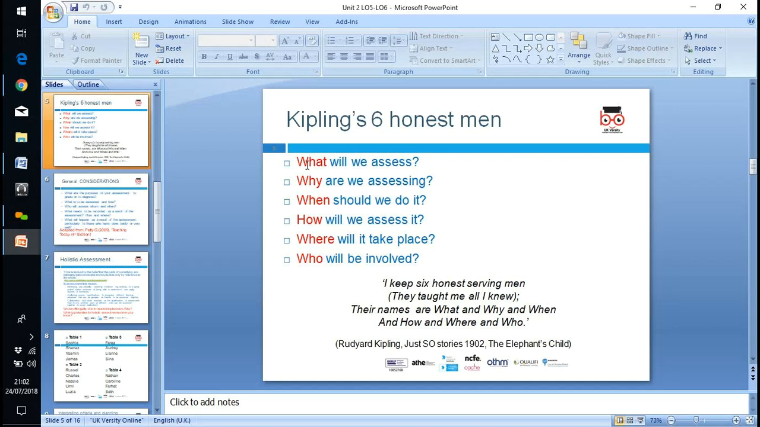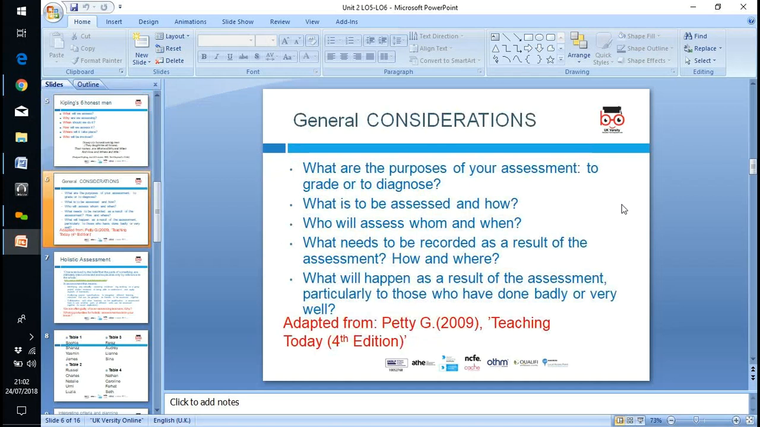So again, it's the what, why, when, how, where, and who. What's going to be assessed? Why are we assessing it? When should we do it? How will we assess it, where will it take place, and who will be involved? Those last two, again, are more related to external assessment. So where's it going to take place and who else is going to be involved?